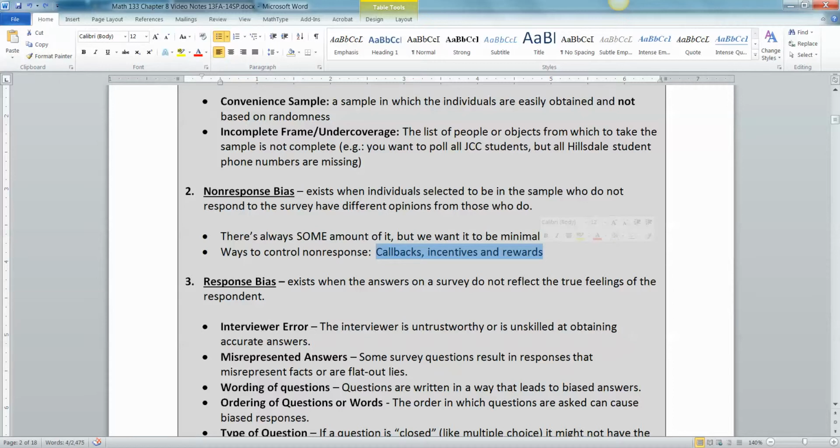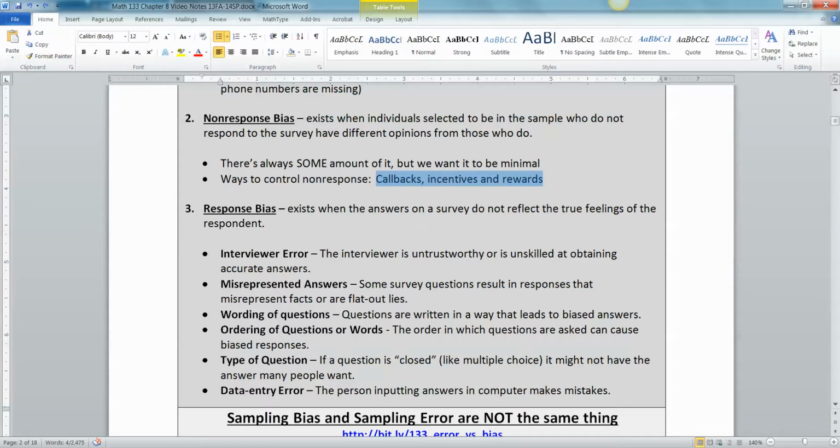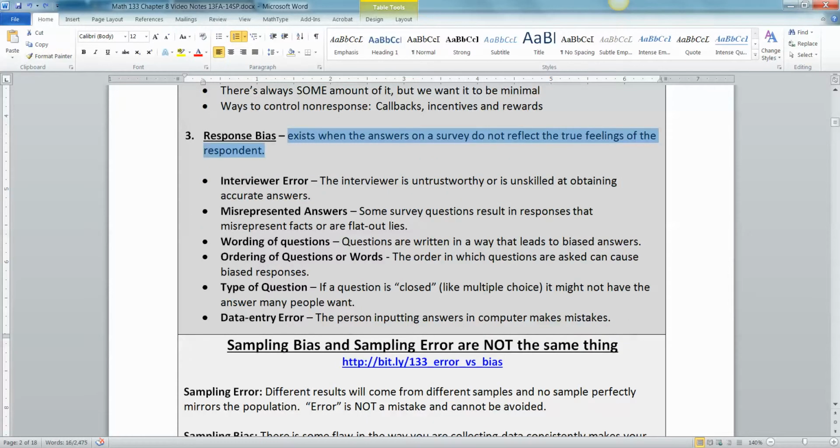All right, the next thing you're going to have is response bias. And there's a whole gamut of these. This is when the answers on the survey do not reflect the true feelings of the respondent. There are a lot of ways this can happen. One, you could have interviewer error, meaning you've picked a bad interviewer. The interviewer doesn't know what they're doing. They read off the script.